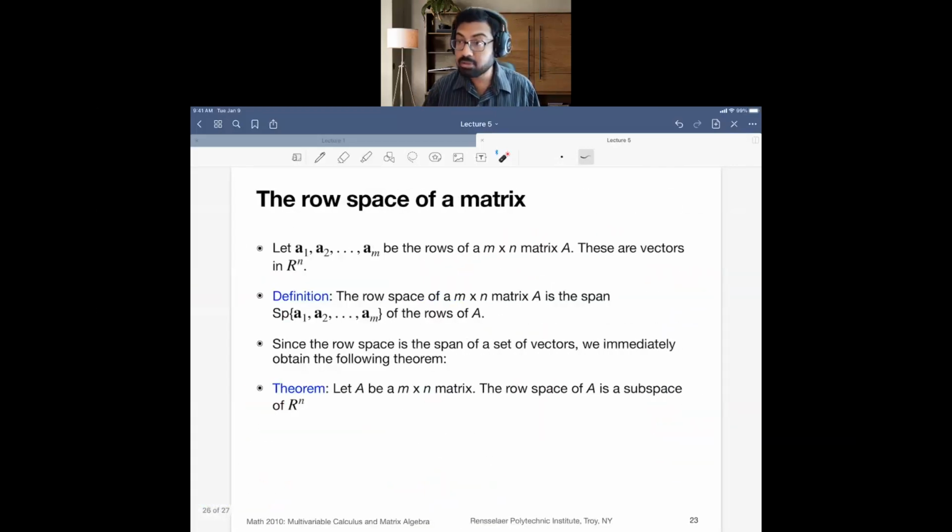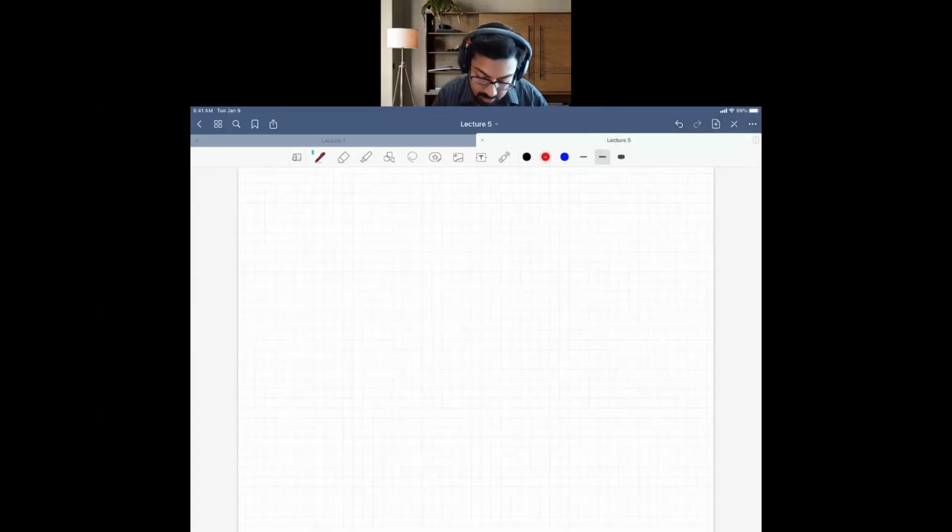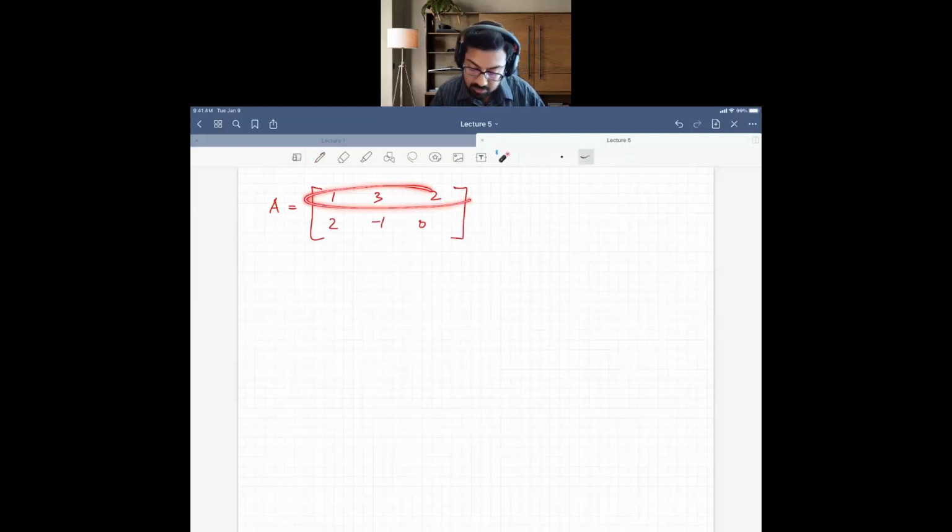All right, let's talk about the row space. Row space of a particular matrix. We talked about the column space, right? The column space was essentially the range of A. How about the row space? Let's take a look at some vectors A1, A2, A3, and so on up to AM. Just for the sake of discussion, I'll just do a quick example with some values of A. What are my rows? This is my row 1, this is my row 2, right?